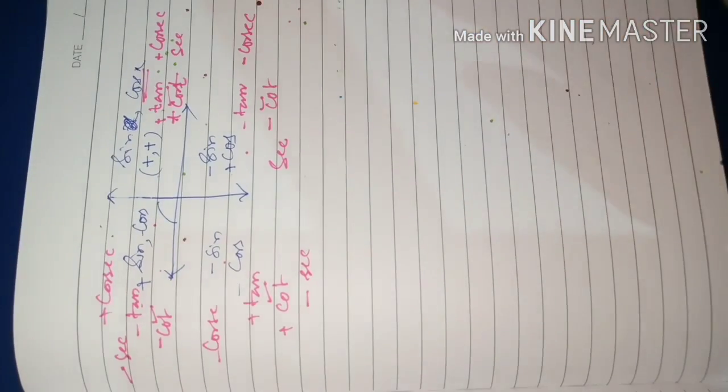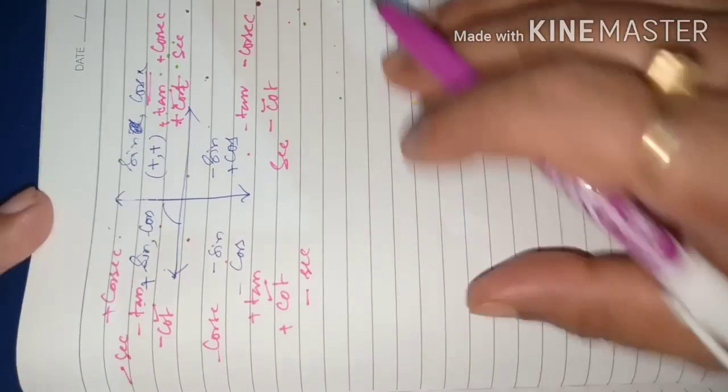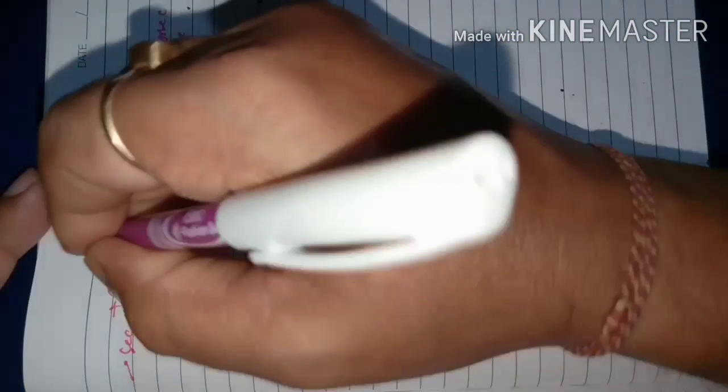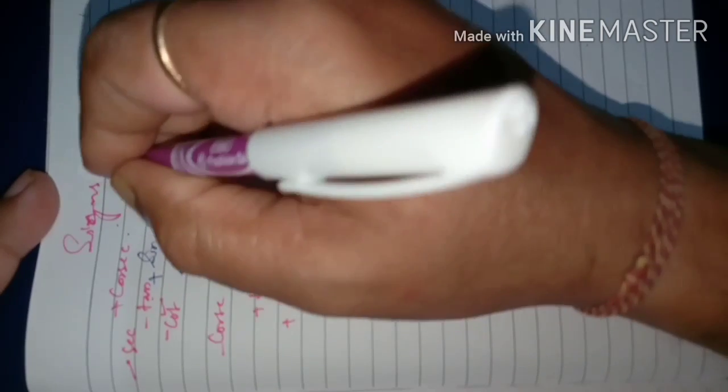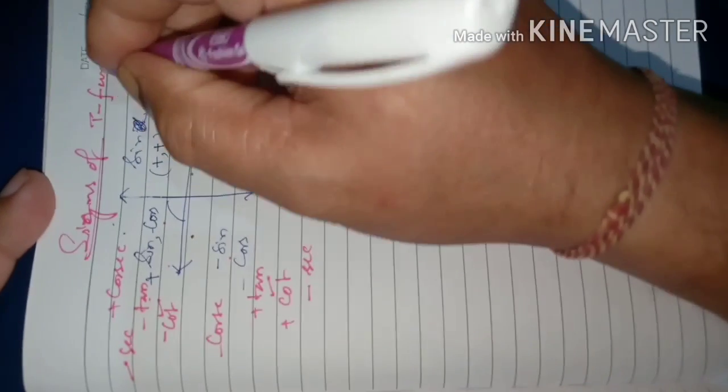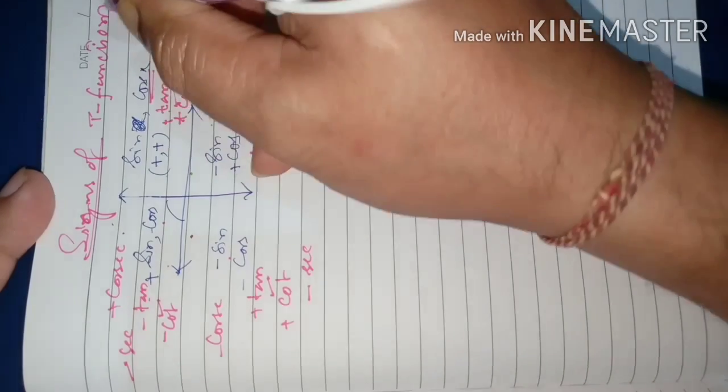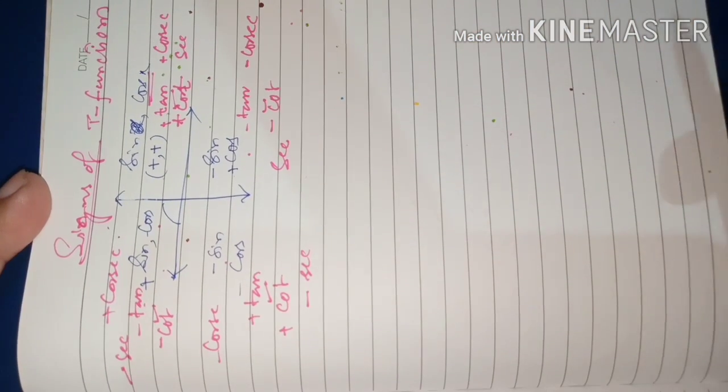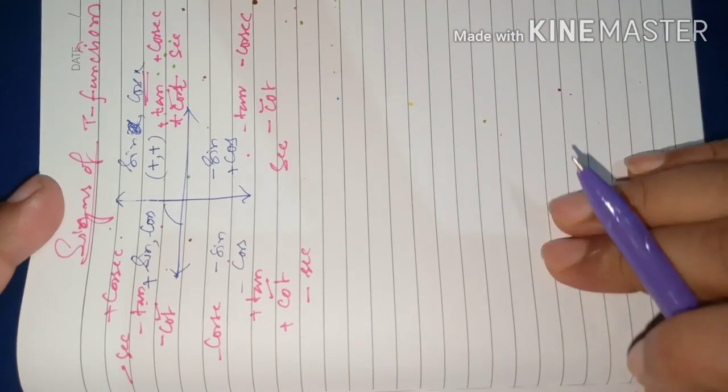So dear students, you understood how to find the signs of different trigonometric functions in the quadrants. You can remember this. Based on this, we will now solve some problems.